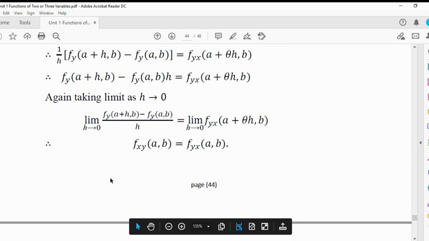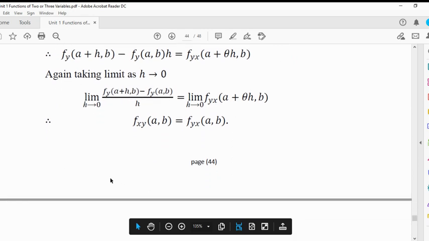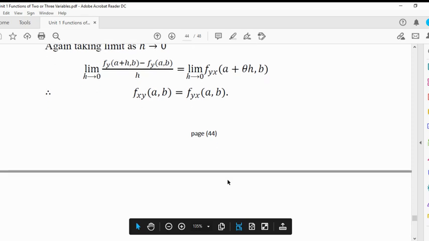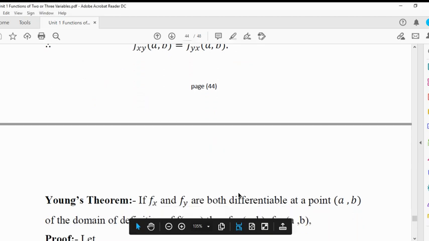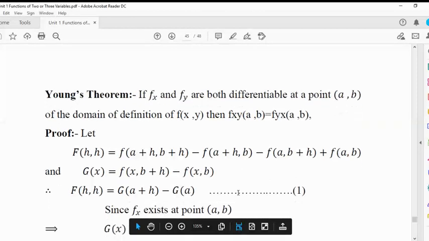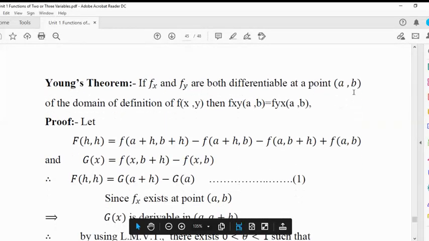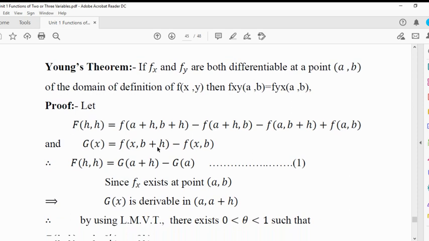Now the second important theorem is Young's theorem. Statement of Young's theorem: if fx and fy both are differentiable at a point (a, b) of the domain of f(x, y), then fxy at (a, b) is equal to fyx at (a, b).